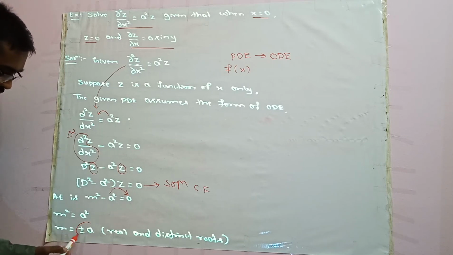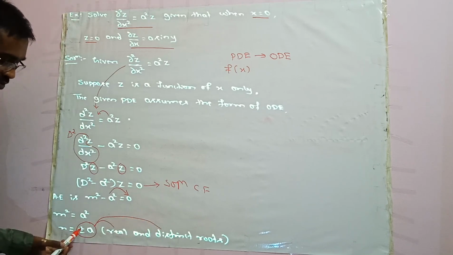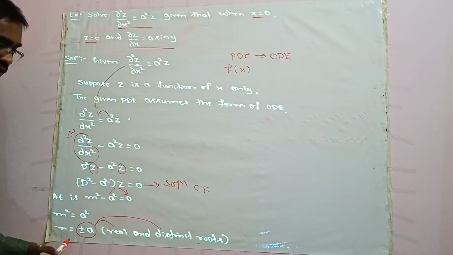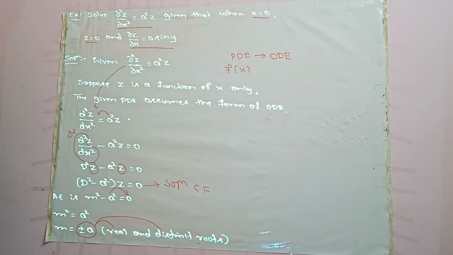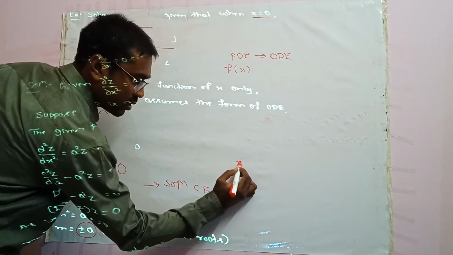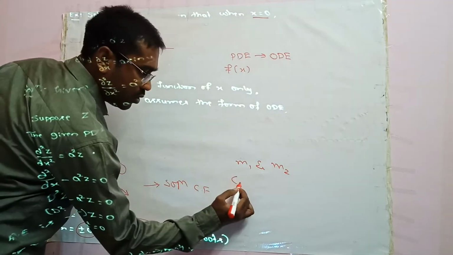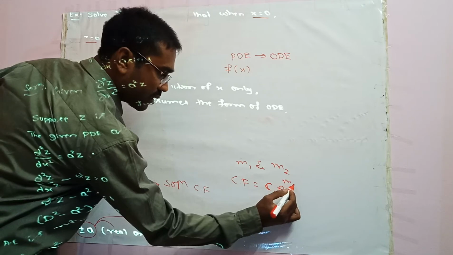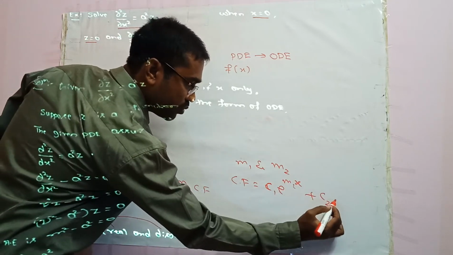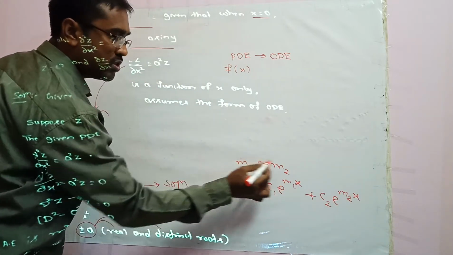So here, what is the nature of these roots? These roots are real and distinct because it is plus a and minus a. There is no i, so that's why it is real and distinct. When you have roots as real and distinct, what is the CF? When you have two distinct roots m1 and m2, your CF will be C1 e^(m1 x) plus C2 e^(m2 x).